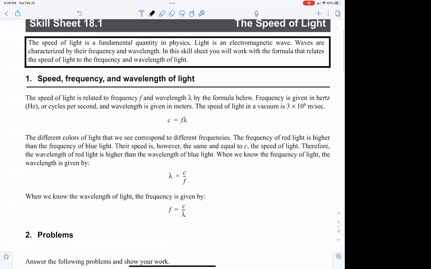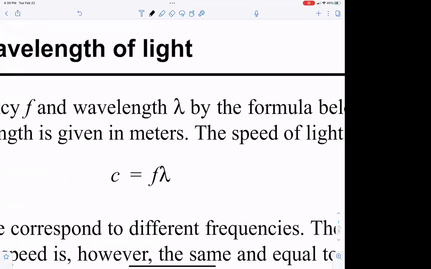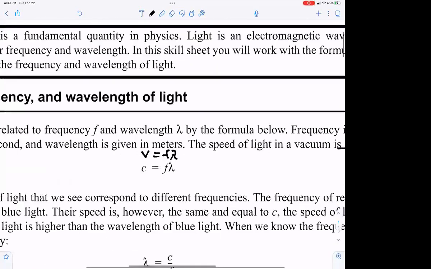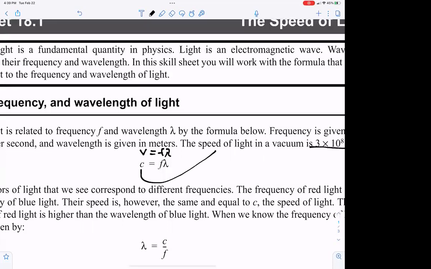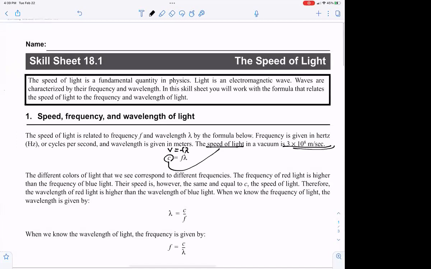The speed of light is related to frequency f and wavelength lambda in the formula below. Frequency is given in hertz, or cycles per second, and wavelength is given in meters. The speed of light in a vacuum is 3 times 10 to the 8 meters per second. So you'll notice that this equation is very similar to v equals frequency times wavelength. The only thing we're doing is replacing v with c, the speed of light, and it has this value right here, 3 times 10 to the 8 meters per second.